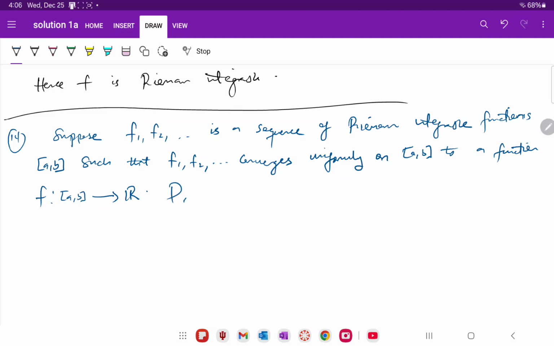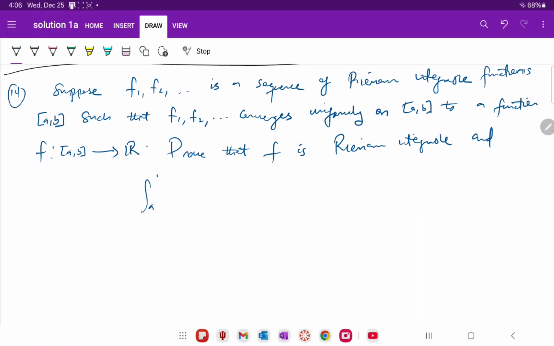So you have to prove that f, the function that it converges to, is Riemann integrable. And then let's show that the integral from a to b of f is equal to the limit as n tends to infinity of the integral from a to b of fn. Okay, so let's start the proof.